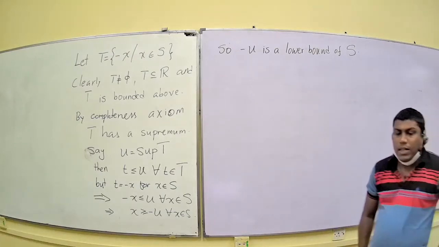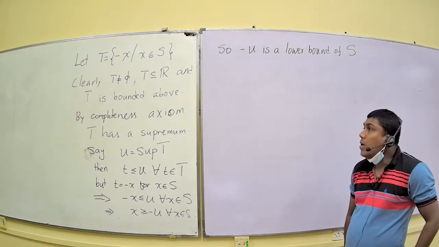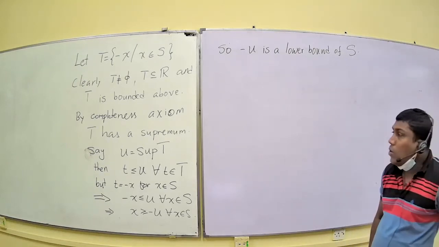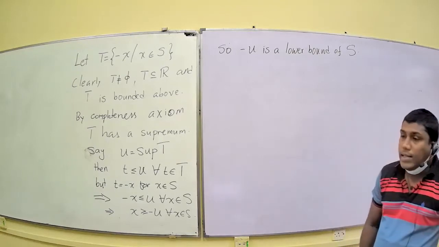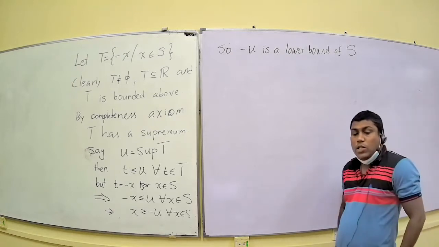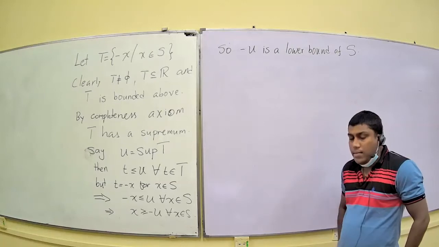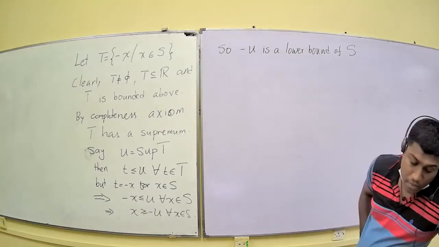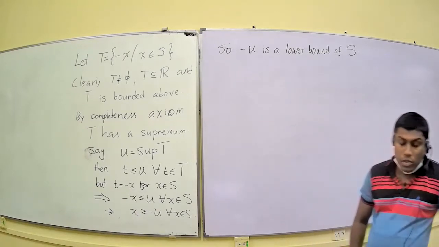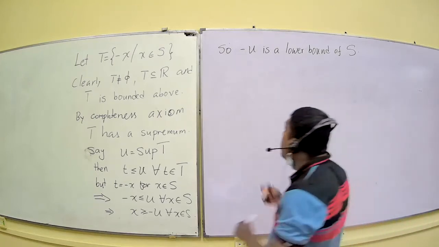Because you remember, we start with a non-empty set S and we try to find the infimum of that. So from that S we go to another set, which has a supremum, and then we take the minus of the supremum, and we are trying to show that that is the infimum of the original set. So we come all the way to minus U being a lower bound. Now we have to say that this is the greatest lower bound, right?